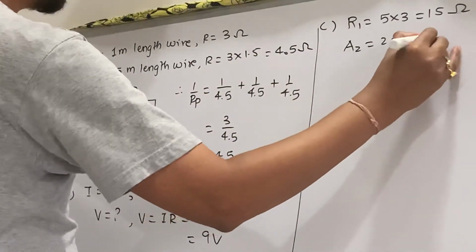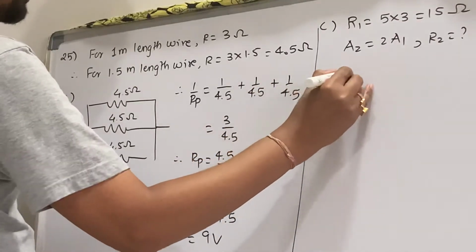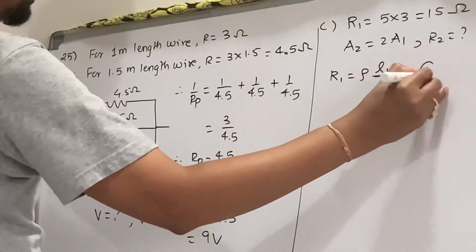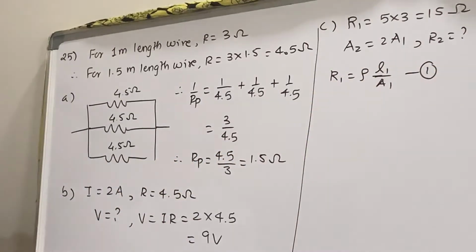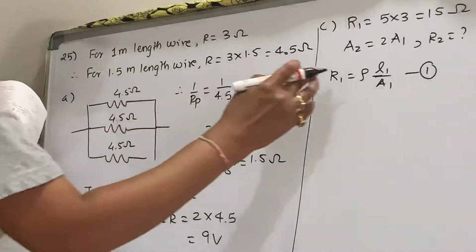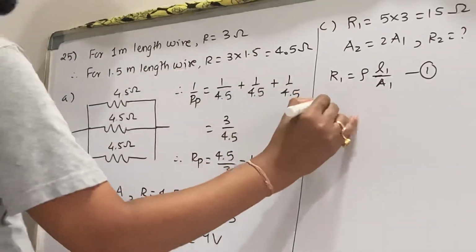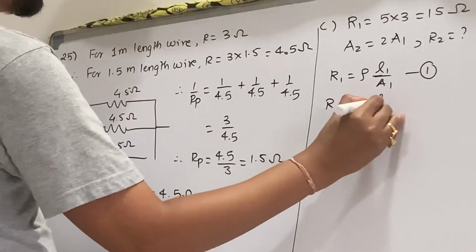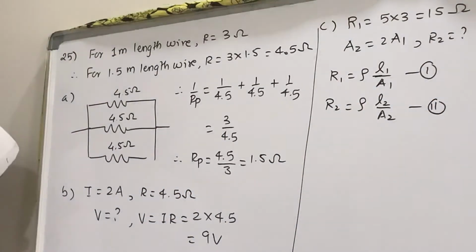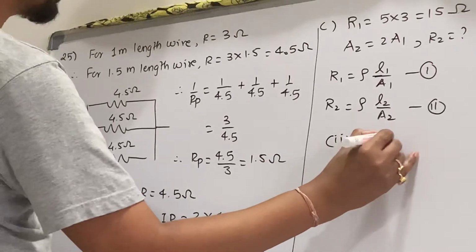And what they want here is to find the resistance R2. We have R1 is equal to rho L1 upon A1, equation number 1. This we have done in part A. R is equal to rho L upon A. Rho is called specific resistance, so this will remain constant because the material is the same. So R2 is equal to rho L2 upon A2, equation number 2. Now the length is the same. So I will divide 2 by 1 because I need to find R2.